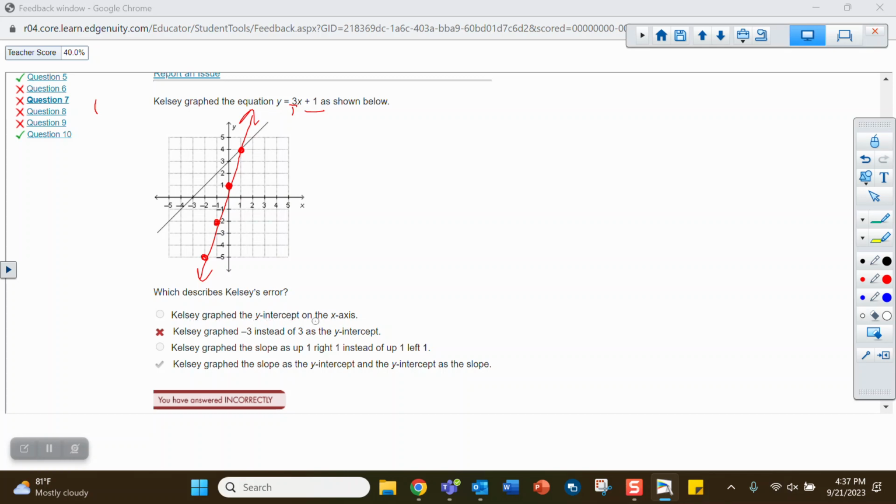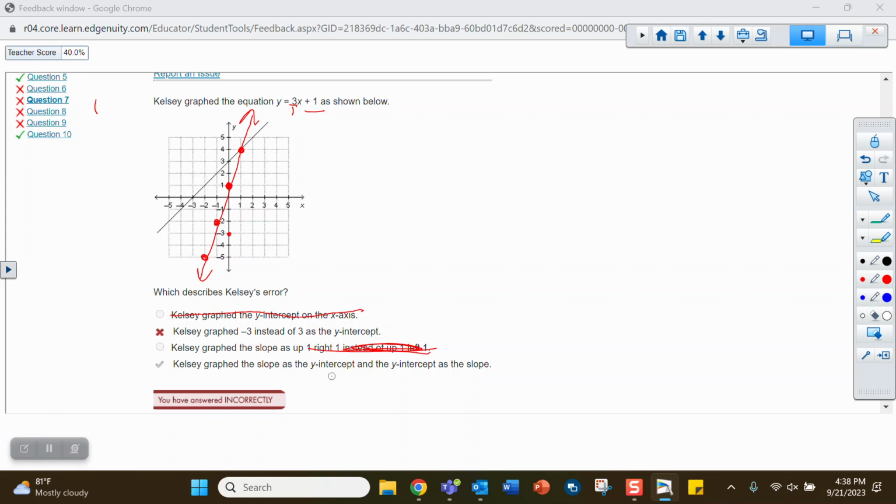Kelsey graphed the y-intercept on the x-axis. No. The y-intercept is 1, and there's no 1 on the x-axis. Kelsey graphed -3 instead of 3 as the y-intercept. No, there's -3 on the y-axis. She didn't graph anything there. She graphed -3 on the x-axis, but you're going to see in a minute why that happened. Kelsey graphed the slope as up 1, right 1, instead of up 1, left 1. Nope, the slope is not 1, so that's not what we should have done here.